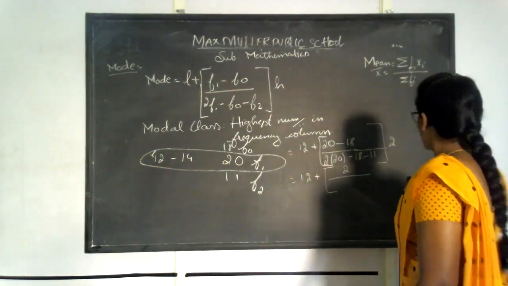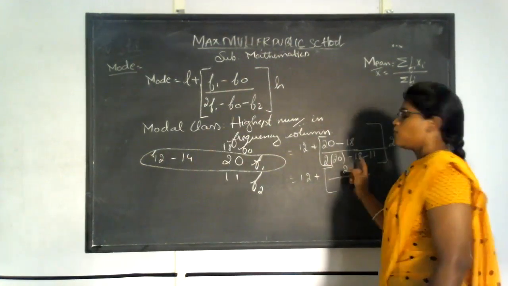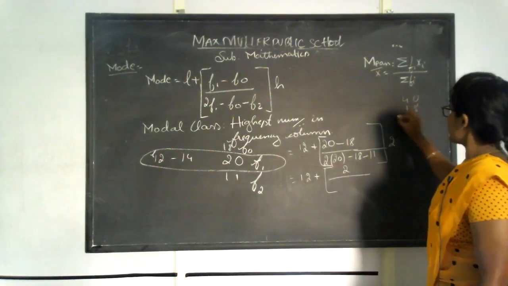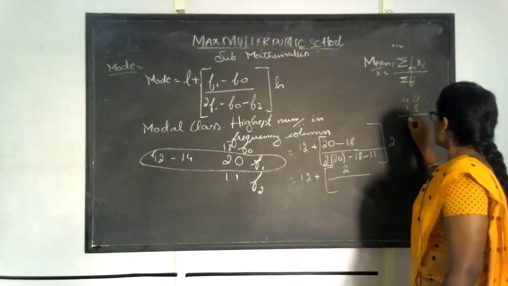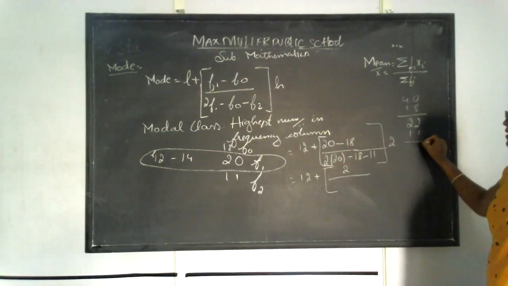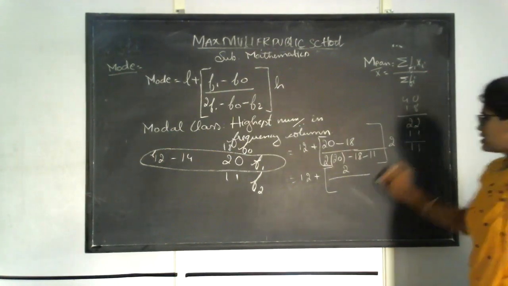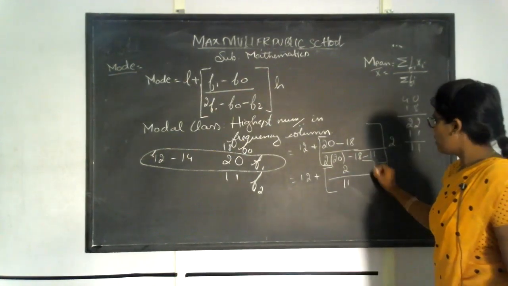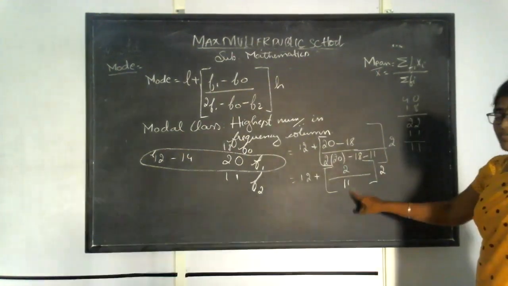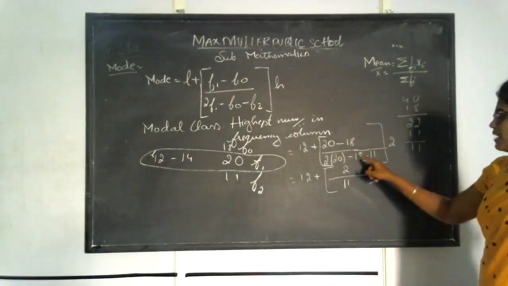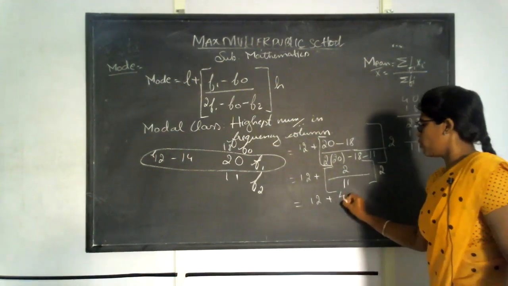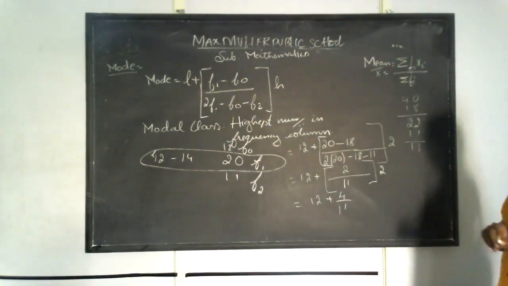Then 20 into 2 will be 40. 40 minus 18, how much is 40 minus 18? It is 22. Then what will be left out? 11 will be left out. 22 minus 11 is what? 11 itself. So you will be getting 11, whole divided by, and into 2. Now, 11 ones are 2 will not go. So what should I do? I'll multiply. 2 into 2 is 4. So it is 12 plus 4 divided by 11.